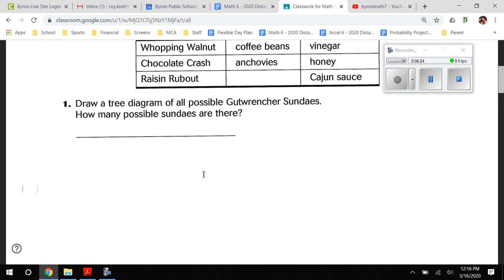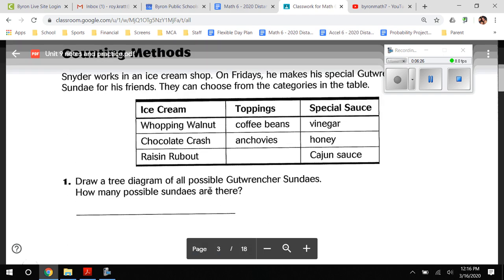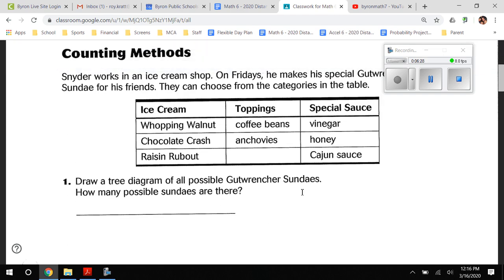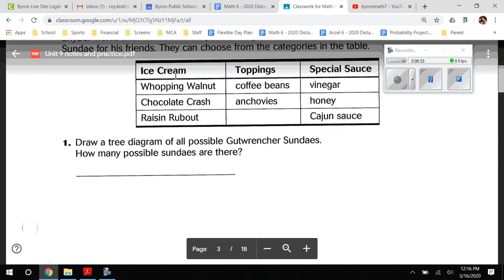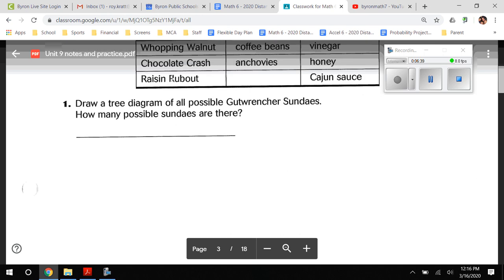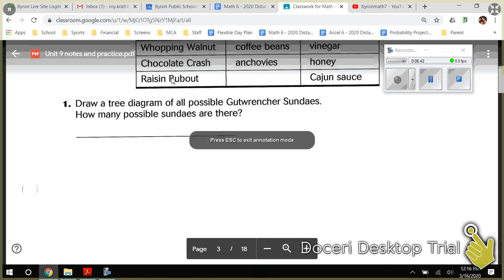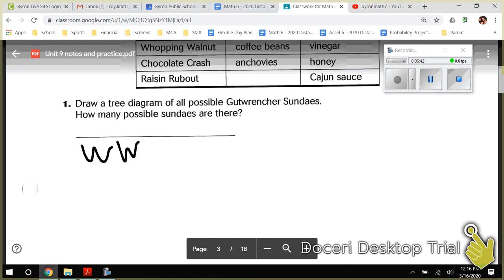So looking at page 2 here, it says draw a tree diagram of all the possible gut-wrencher sundaes. So again, I'm going to do some abbreviations. My very first thing in the sundae is choosing what ice cream. I'm going to do Whopping walnut, chocolate crash, and raisin rub out. I'm using abbreviations because I don't have a ton of room.